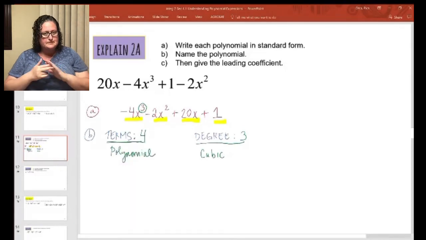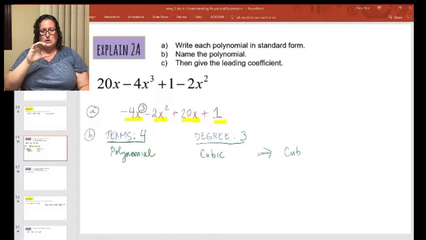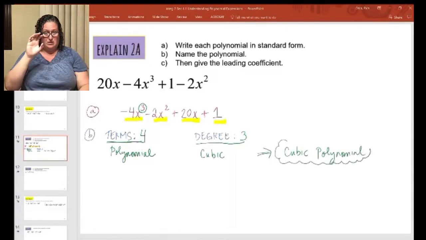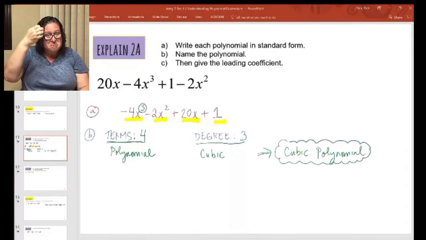Which means that the name of this polynomial is a cubic polynomial. So you want to start off with the degree followed by the name of the term.